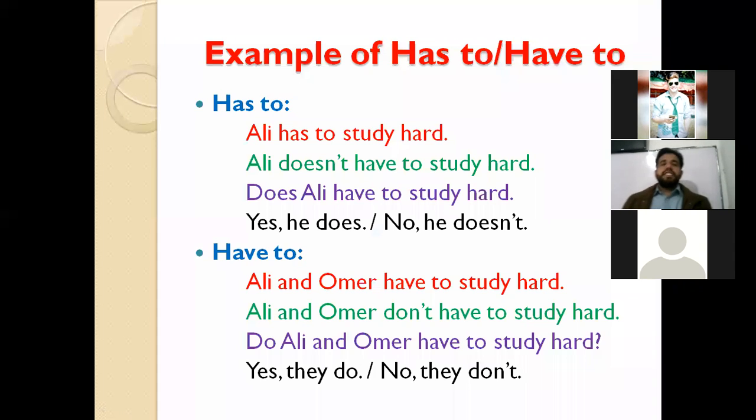Whenever you are going to make sentences with has to, like we say, Ali has to study hard. But if you are going to change it to negative, in a negative we are going to add does not. And if you add does not, then has to will change to have to again. Like we have the affirmative sentence, Ali has to study hard. In a negative sentence, Ali doesn't have to study hard. So if you are going to change an affirmative sentence of has to to negative, we add does not after the subject, and then we change has to to have to. Like Ali doesn't have to study hard.